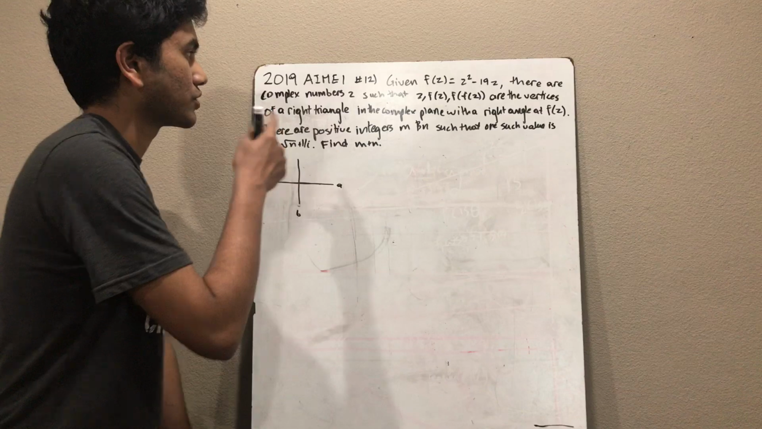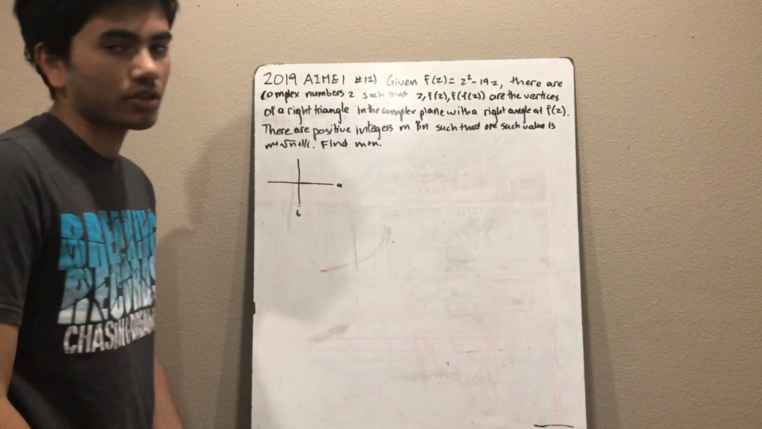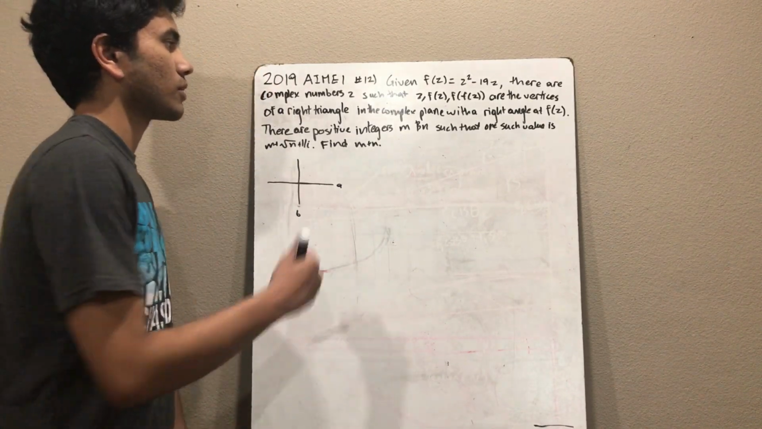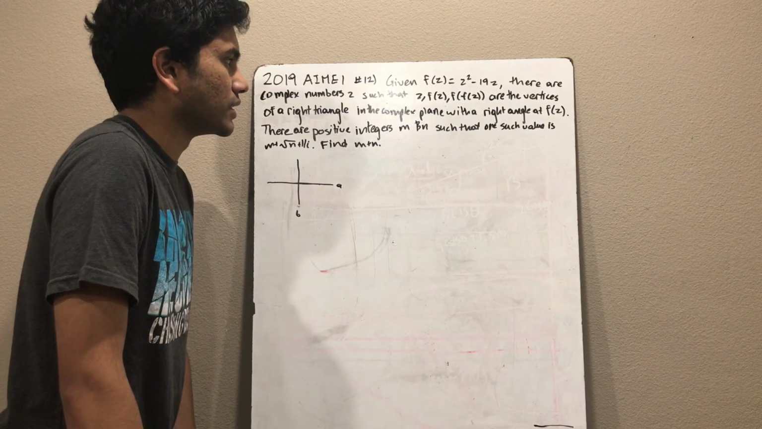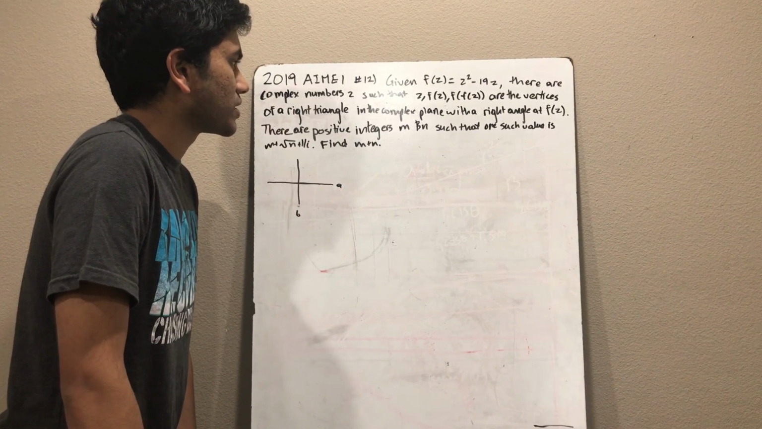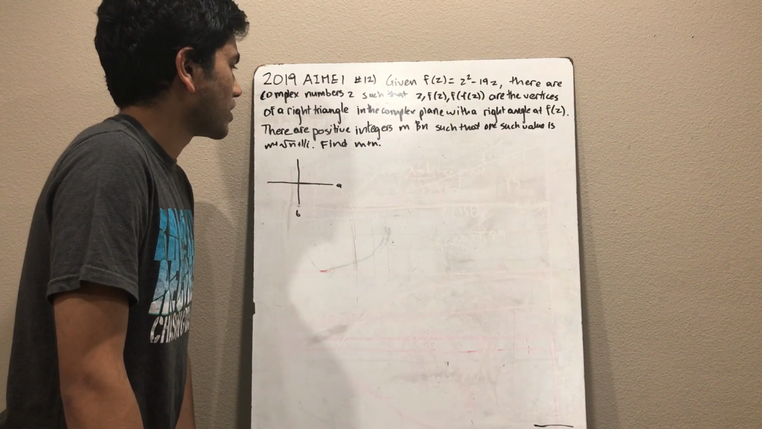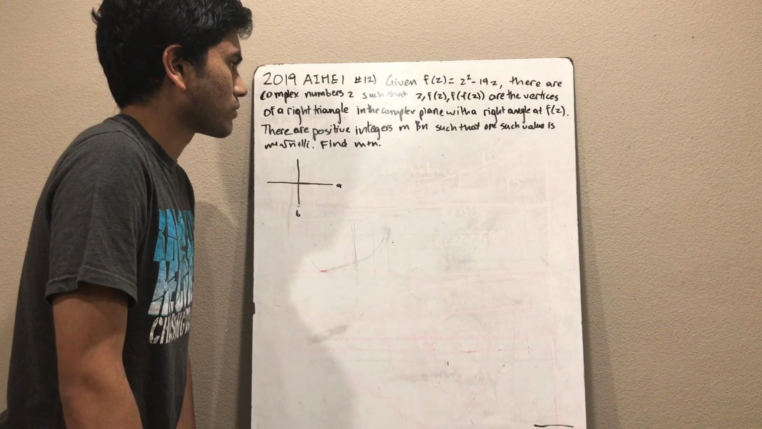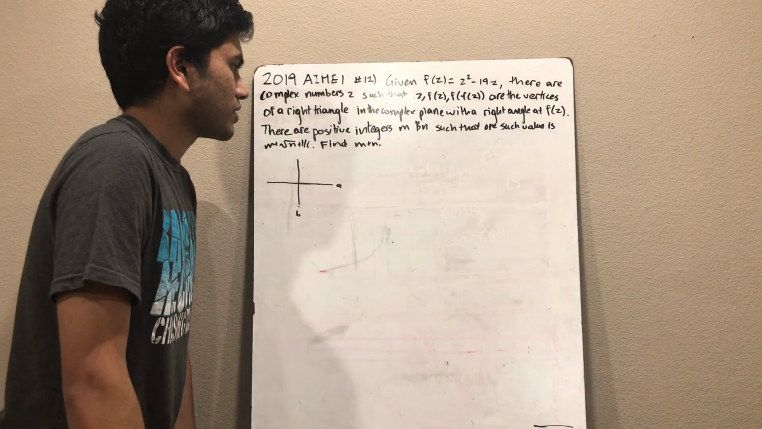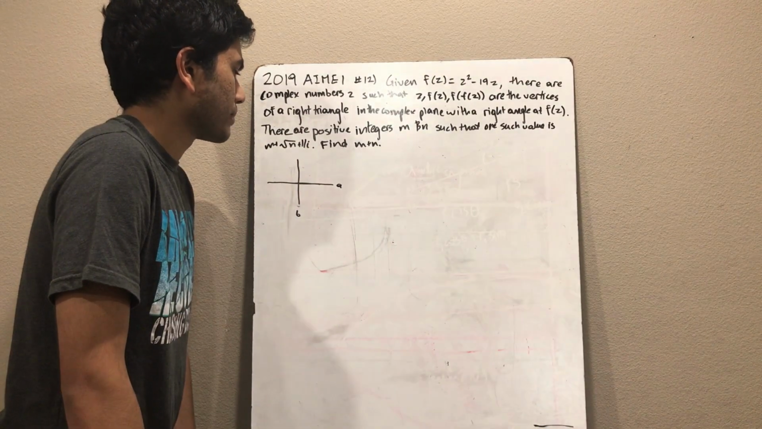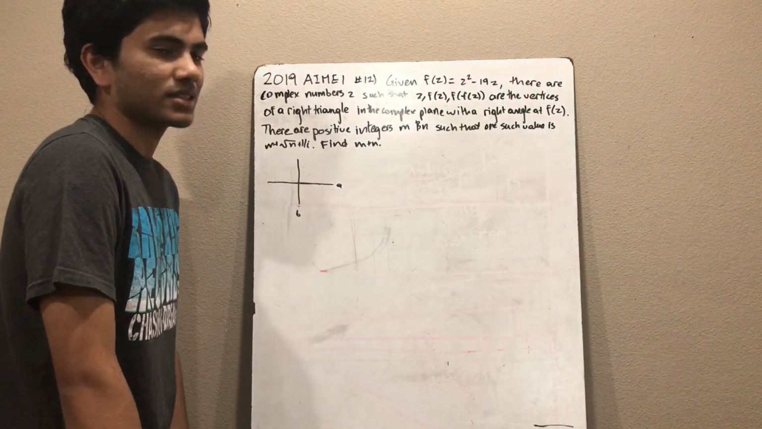This is question 12 of a 15 question contest, so number 12 is one of the harder ones. The problem asks: given that f of z is equal to z squared minus 19z, there are complex numbers z such that z, f of z, and z squared are the vertices of a right triangle in the complex plane with the right angle at f of z. There are positive integers m and n such that one such value of z is m plus the square root of n plus 11i. Find m plus n.